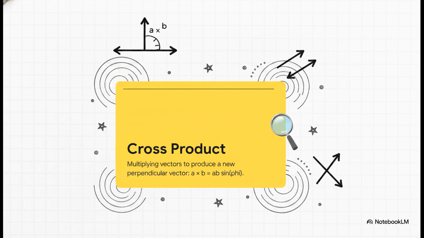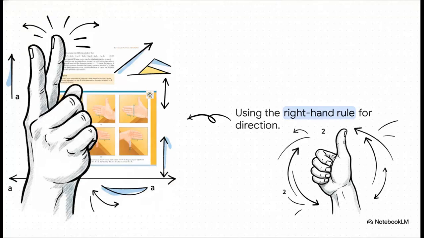The magnitude of this new vector is found by multiplying the magnitudes of a and b times the sine of the angle between them. While the dot product was all about how much vectors align, the cross product maximizes when vectors are completely perpendicular. But remember, vectors need a direction, so where does this new vector point? Well, it always points perpendicular to the plane formed by the original two vectors.